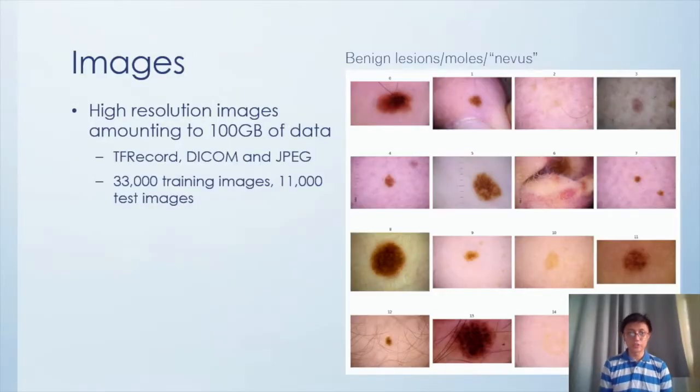The competition hosts have shared high-resolution images amounting to 100 gigs worth of data. These are either TF records, DICOM, which is the industry standard for medical imaging, and your good old JPEG files. The samples amount to 33,000 training images and 11,000 test images. On the right side, you are seeing benign lesions or moles or nevus from all over the body. You'll also see a lot of hair in some of the images, and in some of the images you will also see ruler or measurement type pigments in the image.